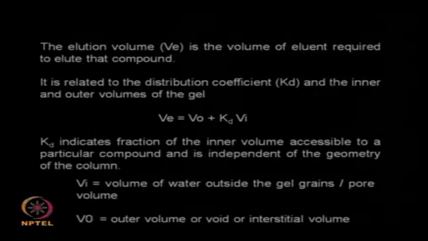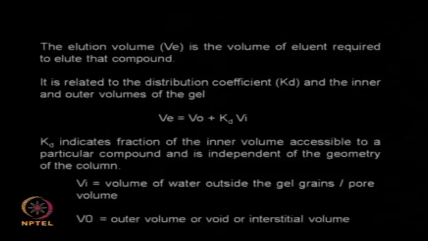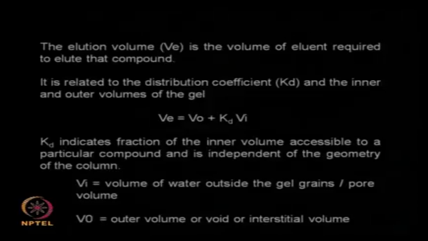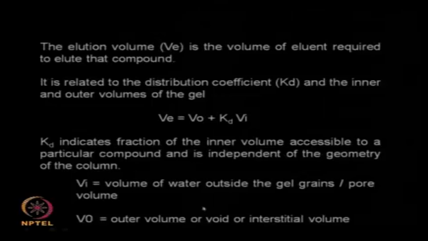There is something called elution volume, that is the volume of the eluent required to elute a compound. So what do we do in gel permeation chromatography? We inject our solute in the feed at time equal to 0, and then we add an eluent. The solute travels through the column and finally comes out. So the elution volume is the volume of this eluent required to move the solute from the inlet injection point to the outlet. Now this depends upon so many factors. It depends upon the interaction between the solute and the gel particles, the volume of the interstices, the volume of the pores and so on, and that is what this particular relationship is going to give you.